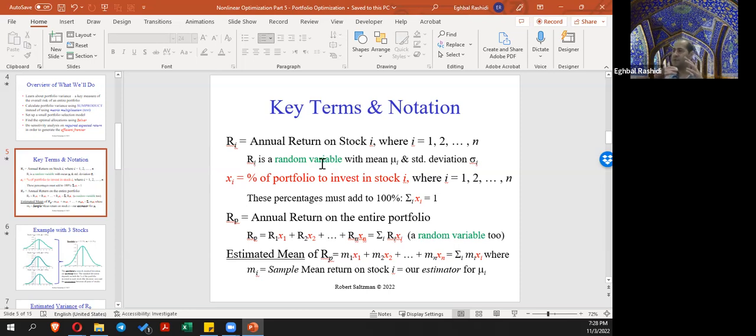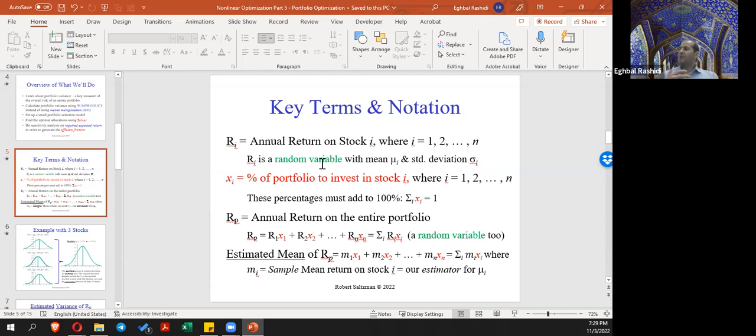As you see here, if you just follow the stock market, you see that the rate of return per day or per month is different, it fluctuates, right? So it's a random variable, right? So Ri is a random variable. What we want to do is find the average of it based on the sample data that we have. So it's going to be like statistics.